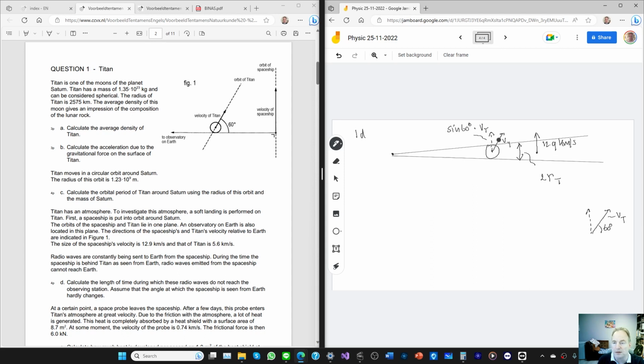Okay, so they both have a component in the y direction. To figure out how long this is hidden, we need to look at the relative speeds. So the relative speed in this direction is 12.9 minus this component. So v relative is 12.9 kilometer per second minus the sine 60 degrees times the speed of Titan here.